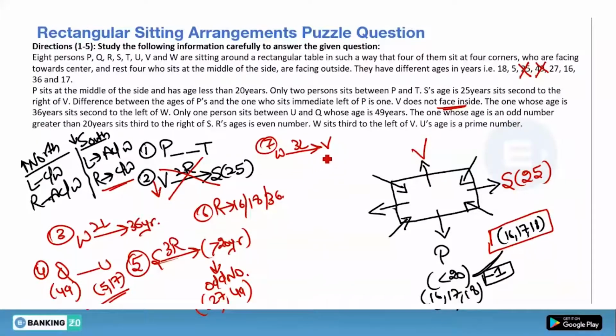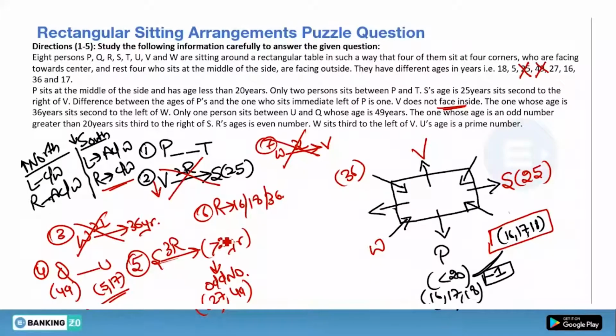From W, third left is V. If I assume W here, this will be the right hand side, because this place the person is facing inside and inside anti-clockwise is right, but we need left hand side, so W has to be here only. From W, 1, 2 and 3, left side is V, so this we have completely used the seventh hint. Now W's second left is the 36 years person. Left will be clockwise because W is facing inside, so 1 and 2, this person will be of 36 years. This hint we have also used.